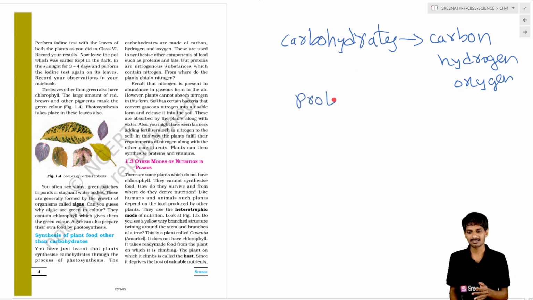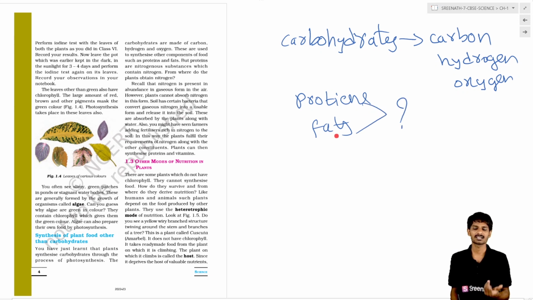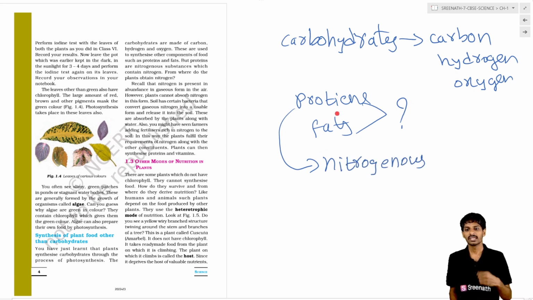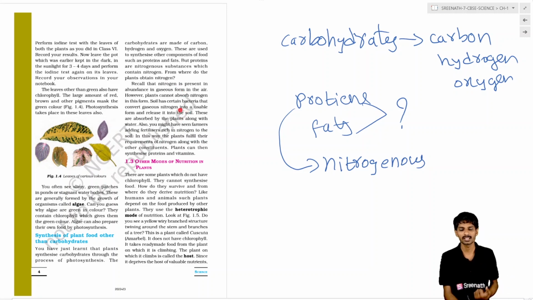But what about proteins and fats? How do plants prepare proteins and fats? Proteins are a nitrogenous substance. If the plant wants to prepare protein, it must have nitrogen, because protein is a nitrogenous substance. Only if it has nitrogen can it prepare proteins. So from where do the plants obtain nitrogen?